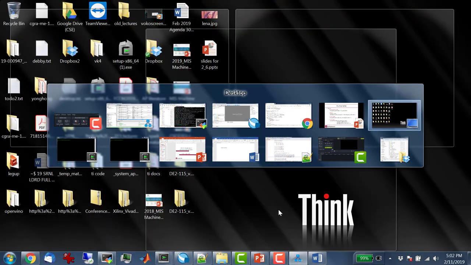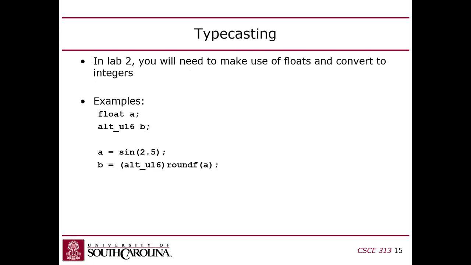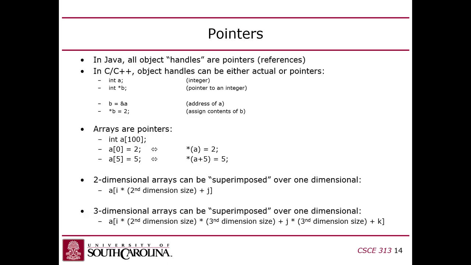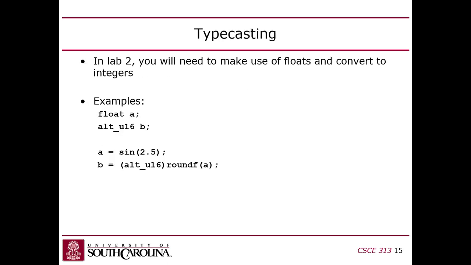In the slides, this is what it looks like. When you open that BSP editor, right on the first tab, you want to set up the system clock timer to be timer zero. Timer zero is the name of that interval timer. And that's the thing that'll set up the interrupt for you. That'll keep that count going. Okay? And that's it. And then you can start just modifying your Hello World to implement Lab 2.